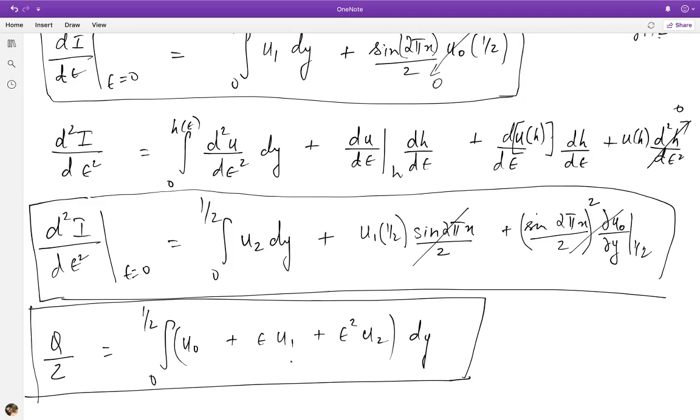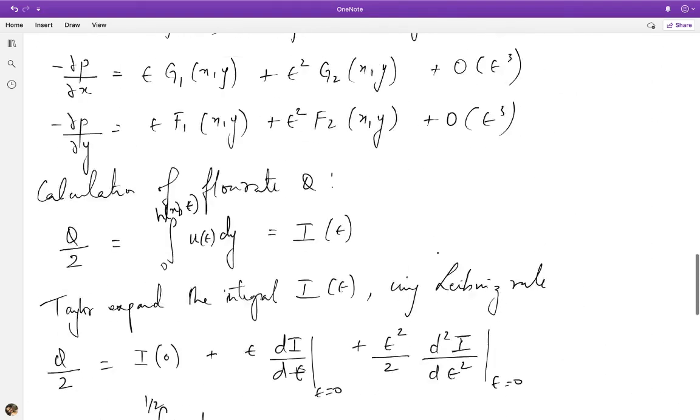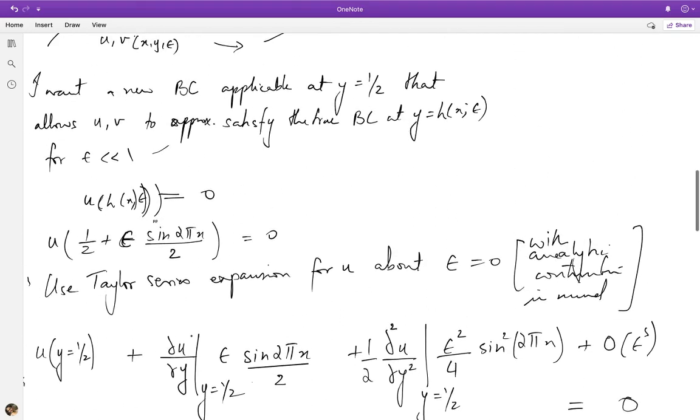But in general, if your velocity, let's say, was non-zero at the wall, if it satisfied some sort of, let's say, electroosmotic flow condition on the wavy wall, then you would get contributions from these terms which would be non-zero. And then trying to calculate the flow rate with this naive integral would be wrong because you will have extra terms. So it is important to remember that in the domain perturbation problem, one aspect is to Taylor expand boundary conditions using Taylor series and the idea of analytic continuation.